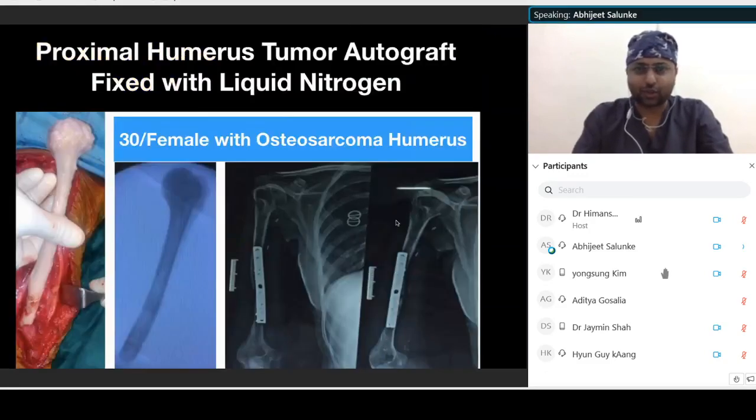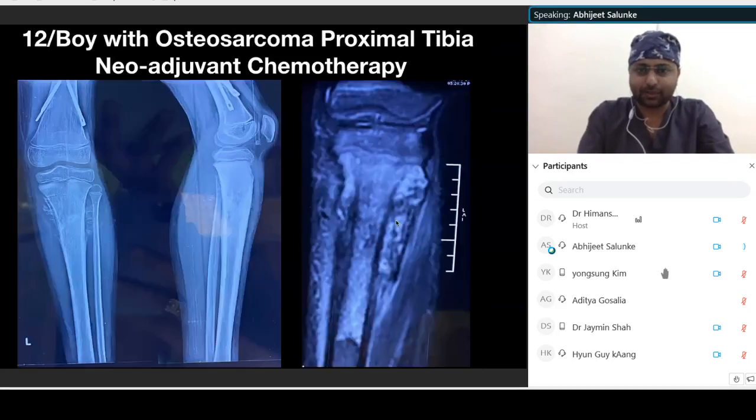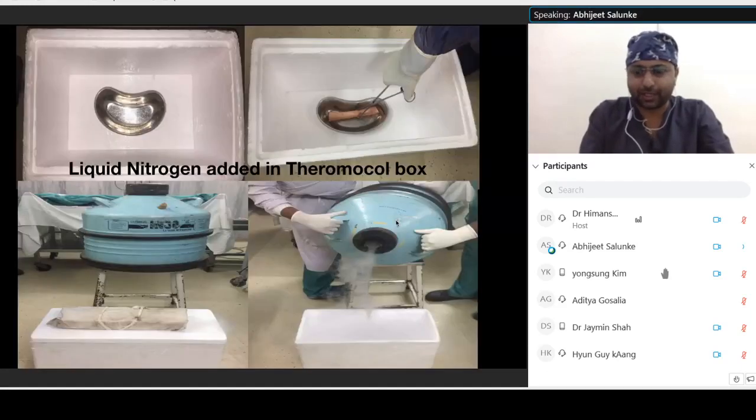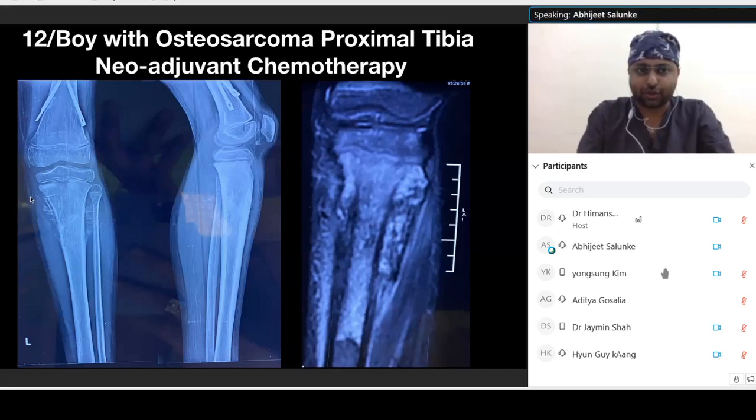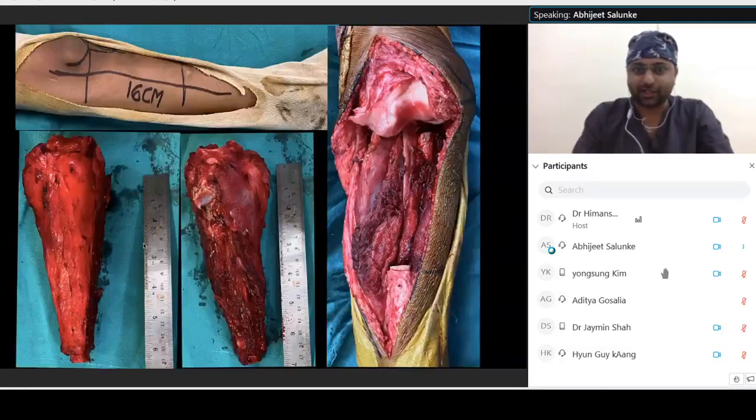We'll discuss the last two cases. This is again the same case we discussed in the first slide. This is how liquid nitrogen is placed. This is the last case which we'd like to share, a case of a 12-year-old boy with osteosarcoma of the proximal tibia. Here we have the option that we can use an expandable megaprosthesis. So we thought that we will do osteoarticular reconstruction for him.